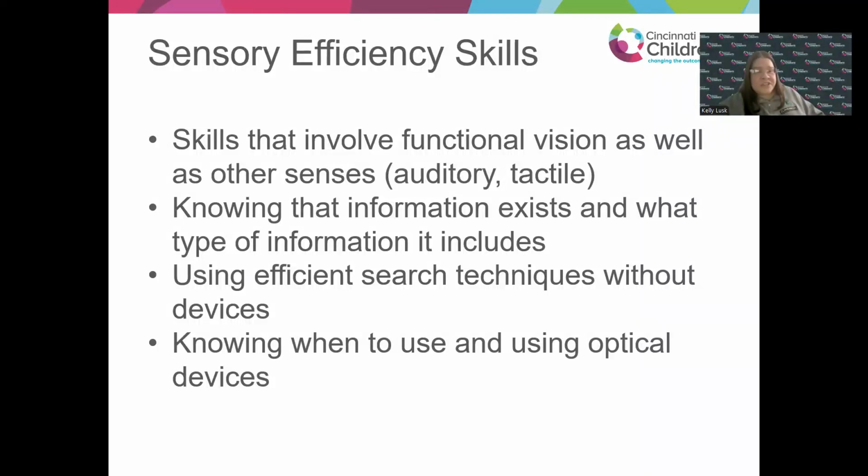Using efficient search techniques without devices, and by that I mean without magnification of some sort. If you drop something, or something is there but you can't find it, you have to have efficient ways to search for things non-visually. And then knowing when to use and using optical devices and other assistive technologies. So again, you've got to know things are out there, and that you might need to use some magnification or other technologies to find that information.